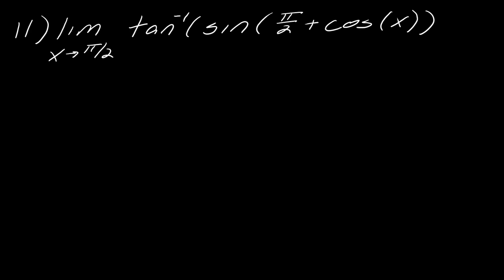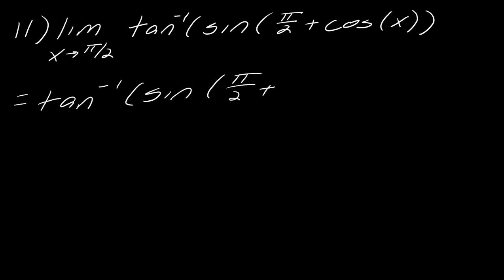For 11 here, I've got the limit as x approaches pi over 2 of inverse tangent of sine of pi over 2 plus cosine of x. So this one looks kind of crazy, but when that happens, just try seeing what happens if you plug in the pi over 2. All of these functions are continuous, and when you have a composition of continuous functions, a lot of times you can just start evaluating and knocking them out.